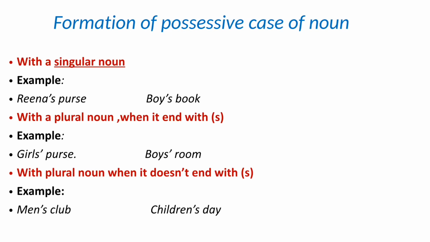Next is with plural noun when it doesn't end with S. When a noun is plural but it doesn't end in S, possessive case is formed by adding apostrophe S. See the examples. Men's club, children's day, etc.